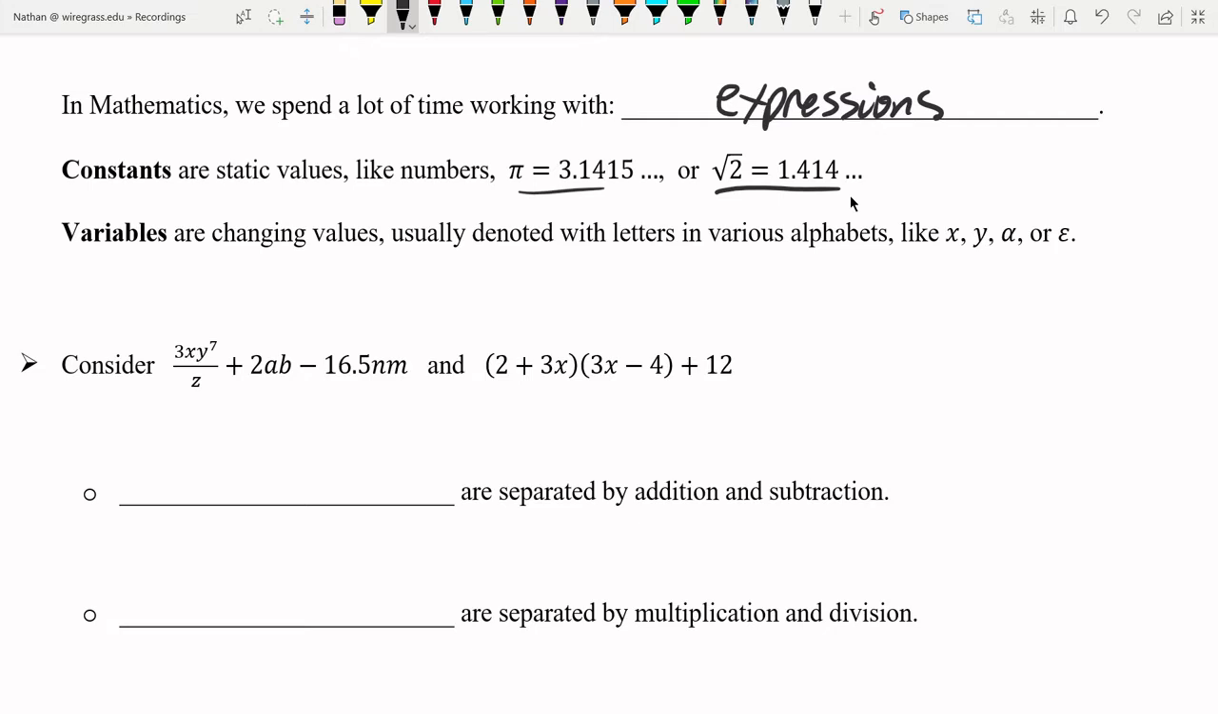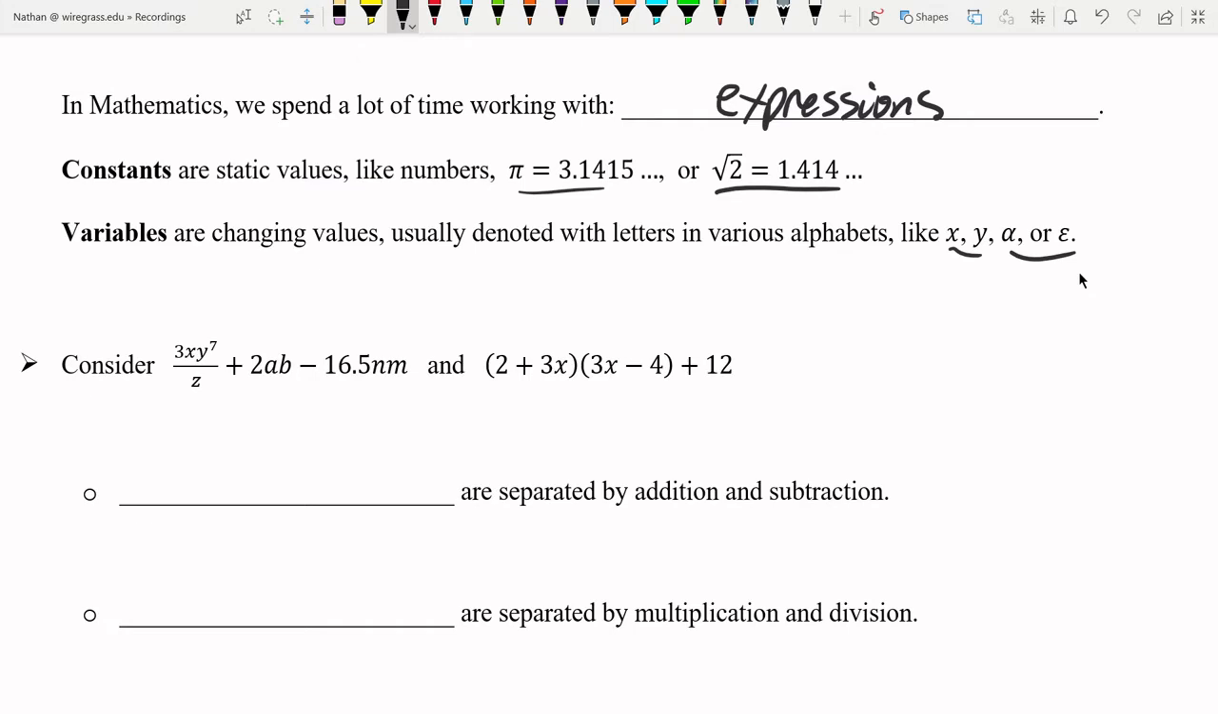In addition to constants, we also have variables. These are changing values or varying values. And normally we use the alphabet, like x and y. We can also use different alphabets, like the Greek alphabet. Alpha and epsilon are common variables we can use in mathematics.